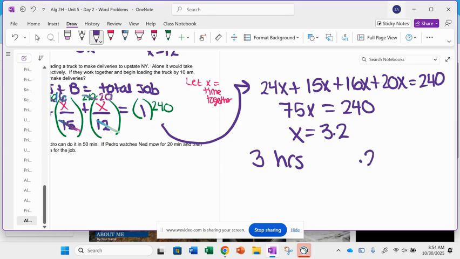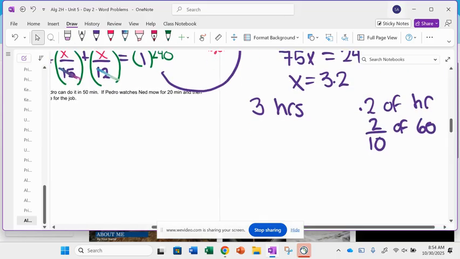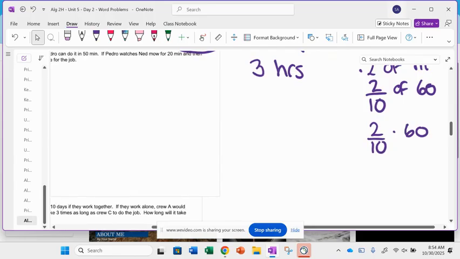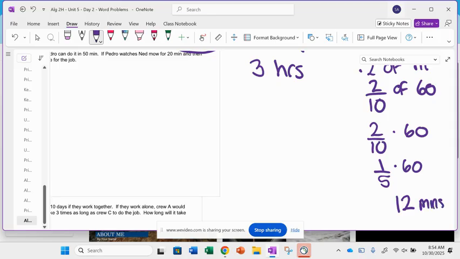So do we agree that 0.2 of an hour is the same as 2/10 of an hour? 0.2 is 2/10. And an hour is how many minutes? 60. So you're going to multiply your fraction by 60. So it's 2/10 times 60, which is the same as 1/5 times 60. And what is that? 12 minutes. So how long did it take them to load the truck? 3 hours and 12 minutes.